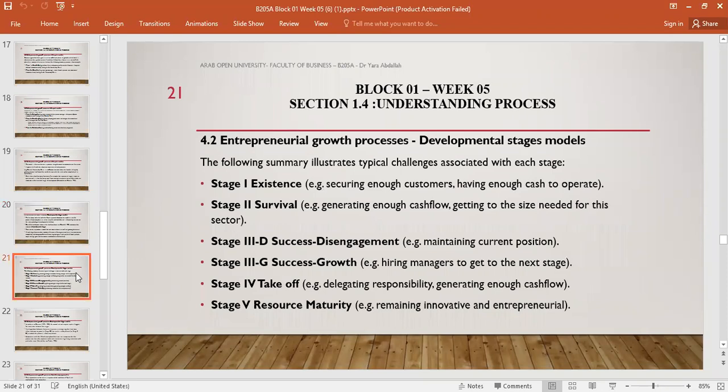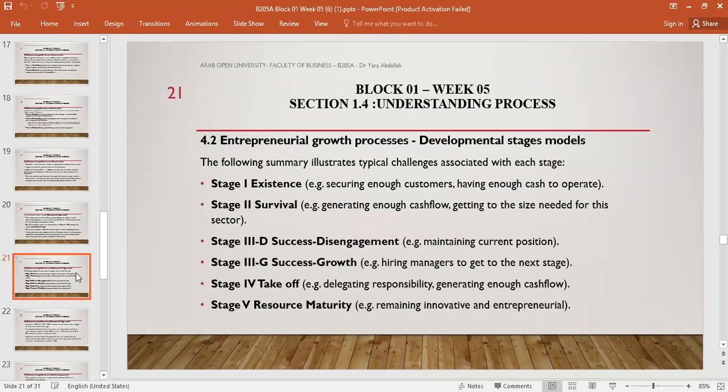What are the stages that had been suggested with the developmental stages model? The first is the existence stage. What do you mean by existence of a firm? Why does Uber exist? Because there are customers using the Uber application. Thus, if the venture has enough customers, this means that the firm exists. The challenge is to have customers and enough cash to operate the business. And this is stage one.